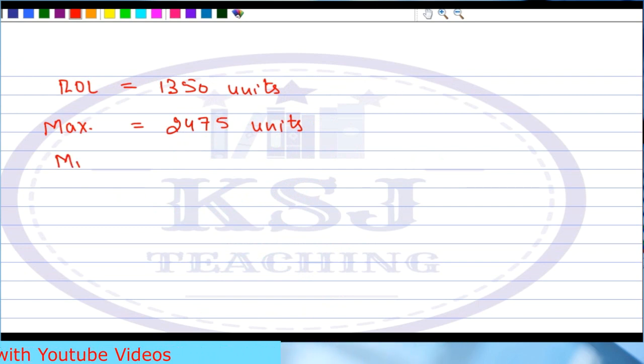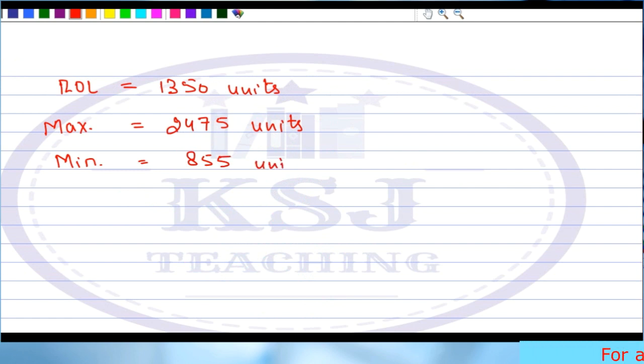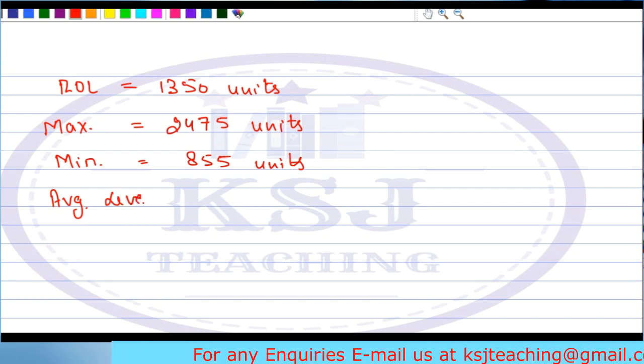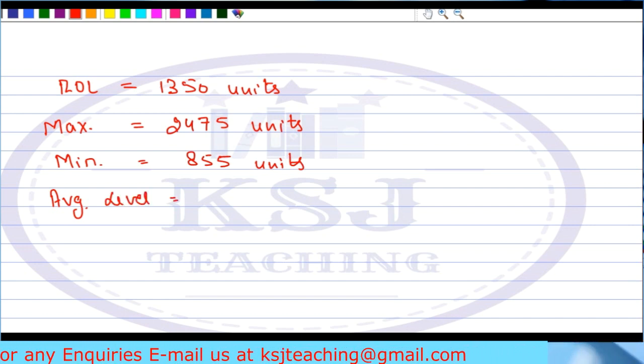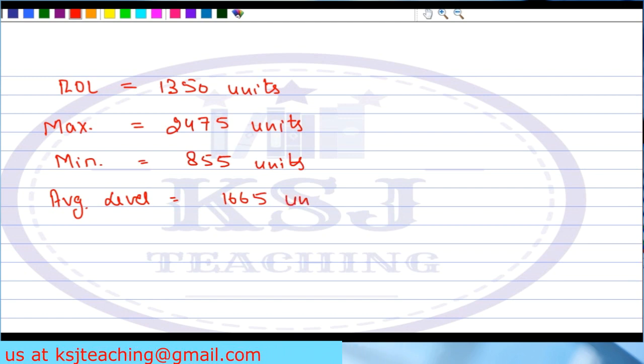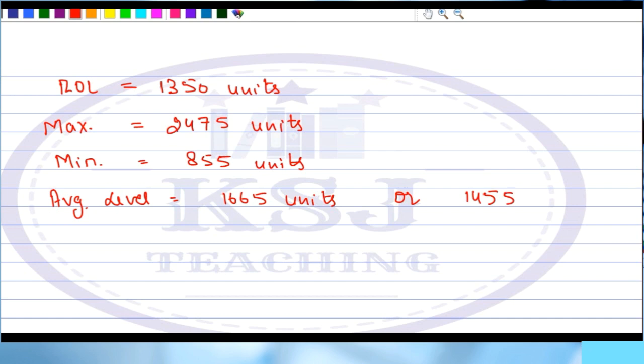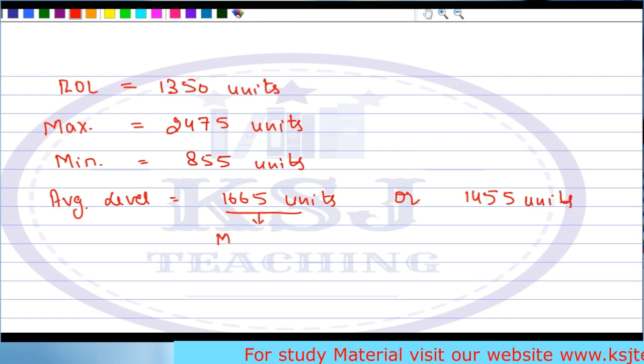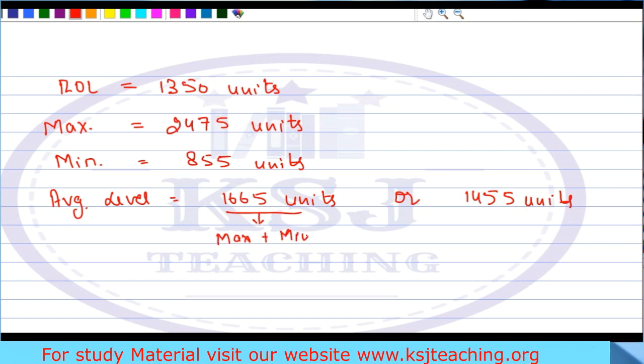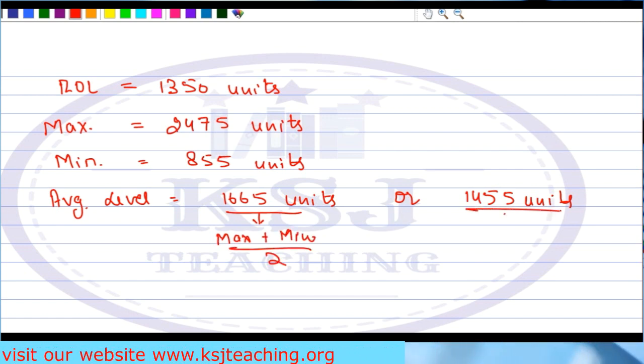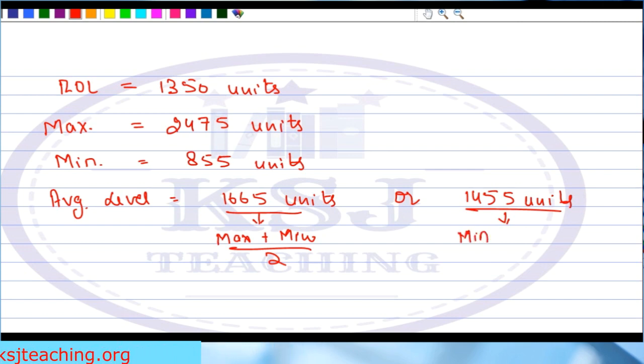Then minimum level. Minimum level is 855 units. Then you have the average level. Average level will be 1665 units or 1455 units, right? This is if you follow the formula of maximum plus minimum divided by 2, and this is if you apply the formula of minimum plus half of reorder quantity, right?